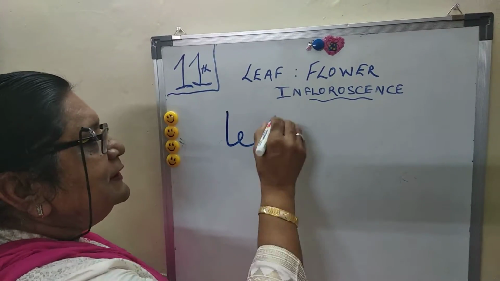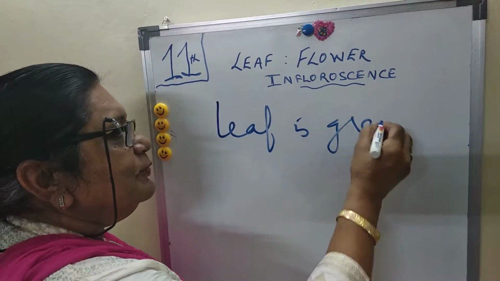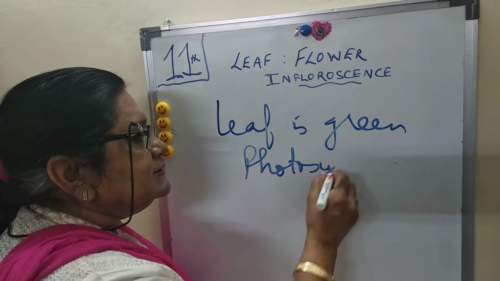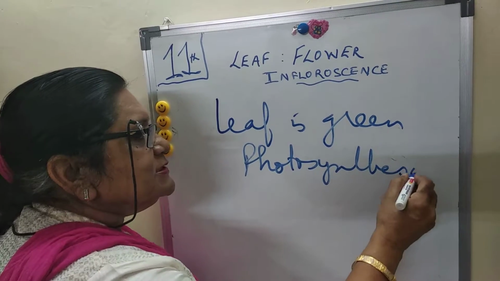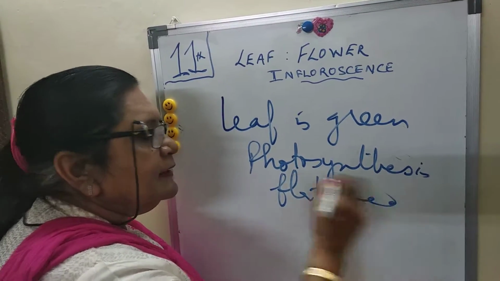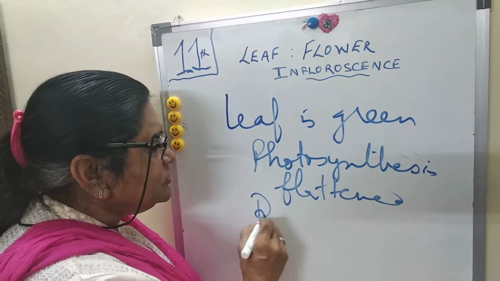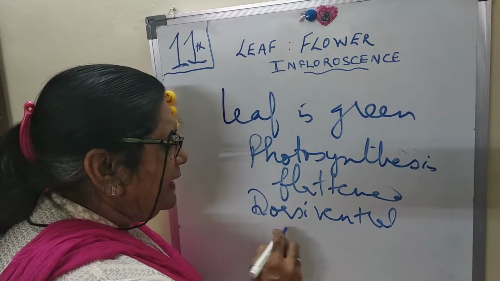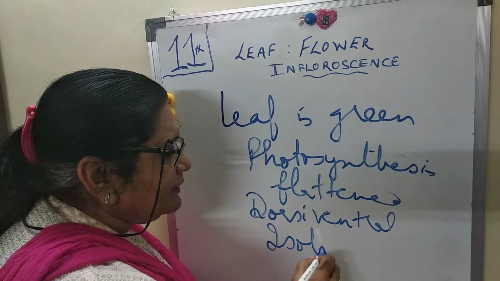Leaf is green. First, very important, they take part in photosynthesis. They are flattened. They are also called dorsiventral and isobilateral.